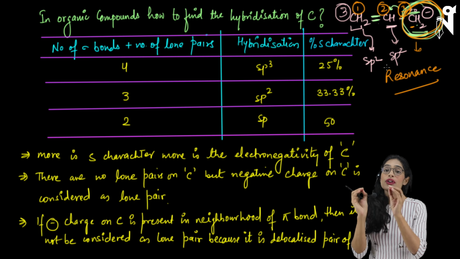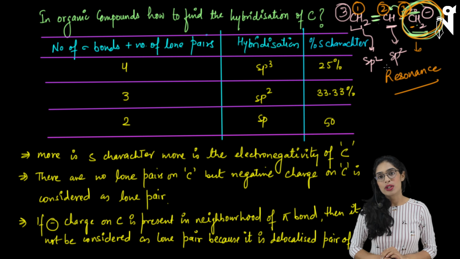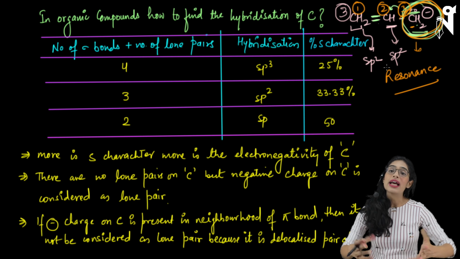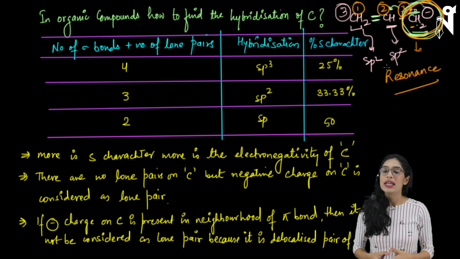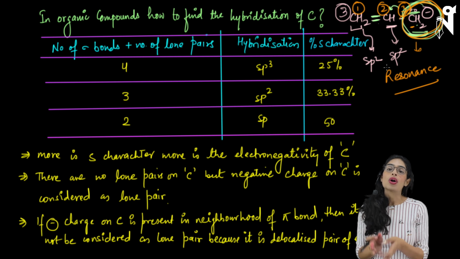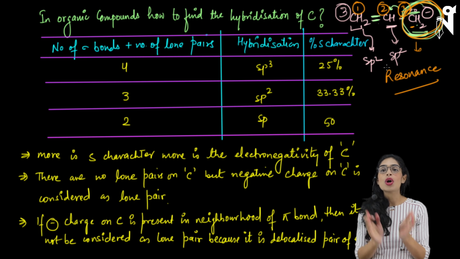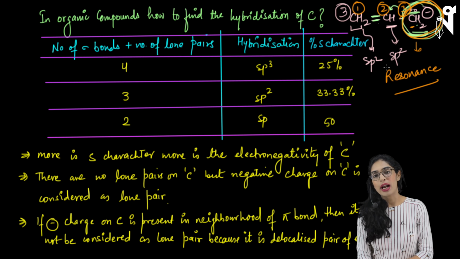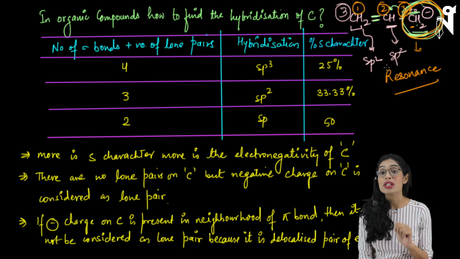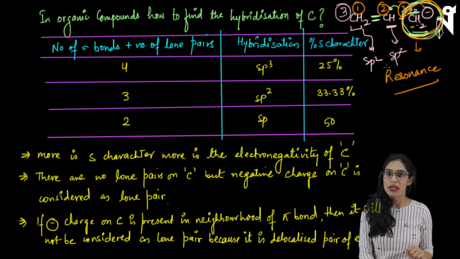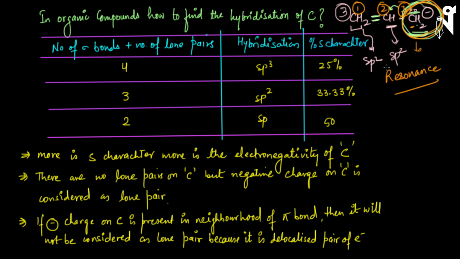This pair of electrons is a delocalized pair of electrons, which does a phenomenon called resonance, and this kind of pair of electrons will not be considered for hybridization of that atom. Okay, I hope it is clear to you guys. If it is still not clear, you can ask me in the doubts class. So let me just reiterate it.